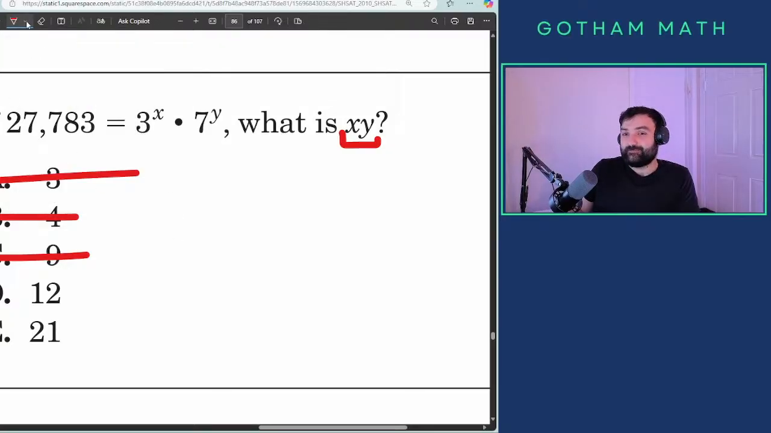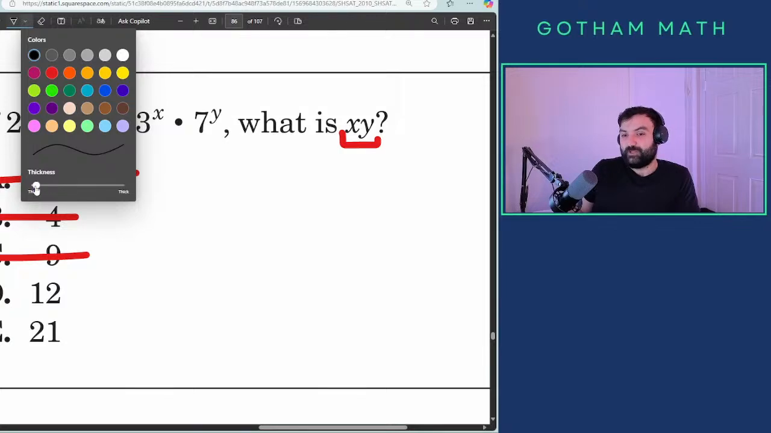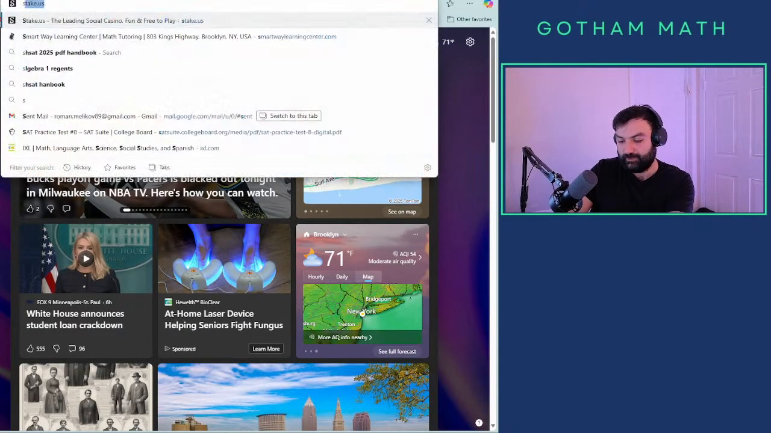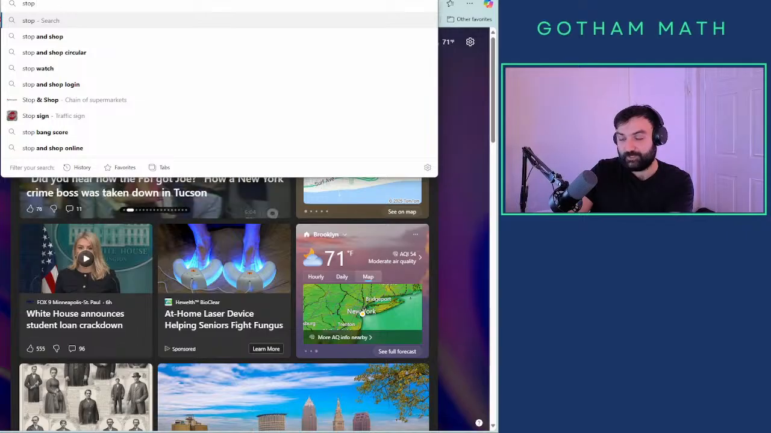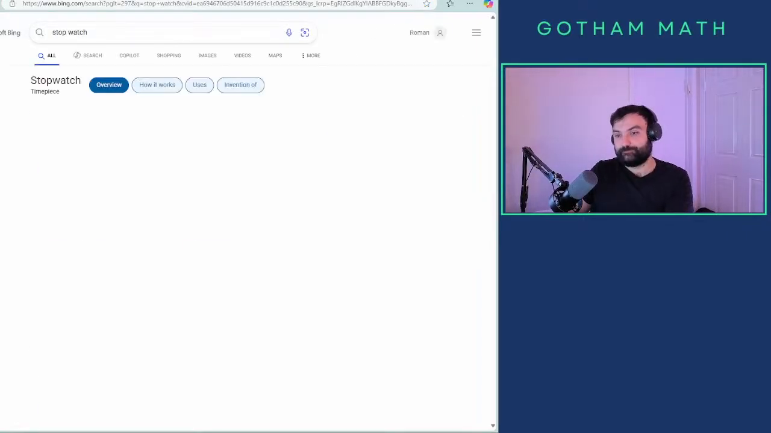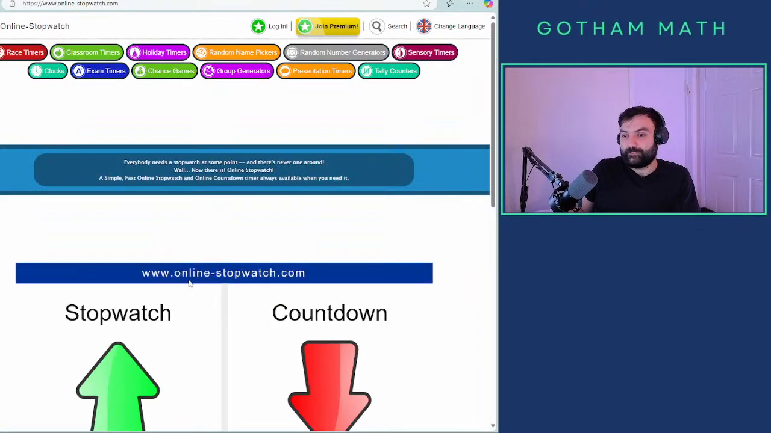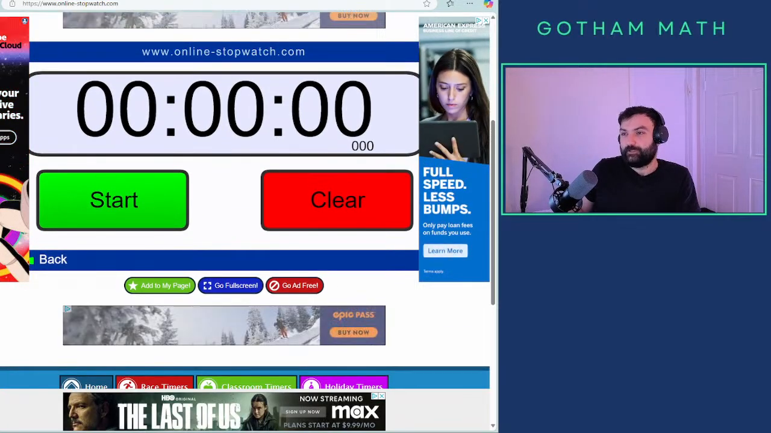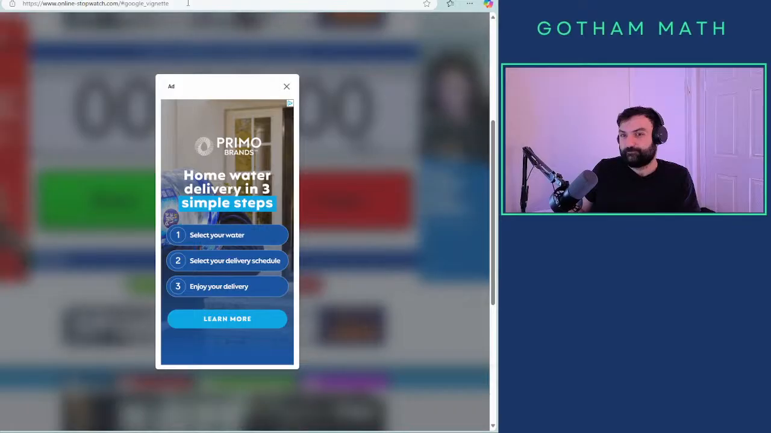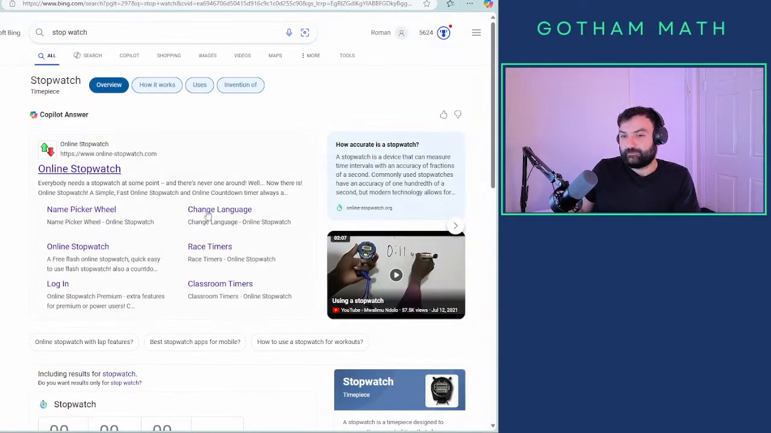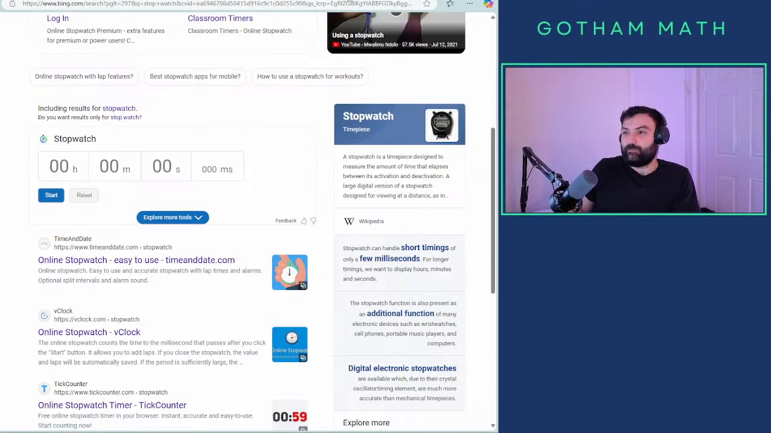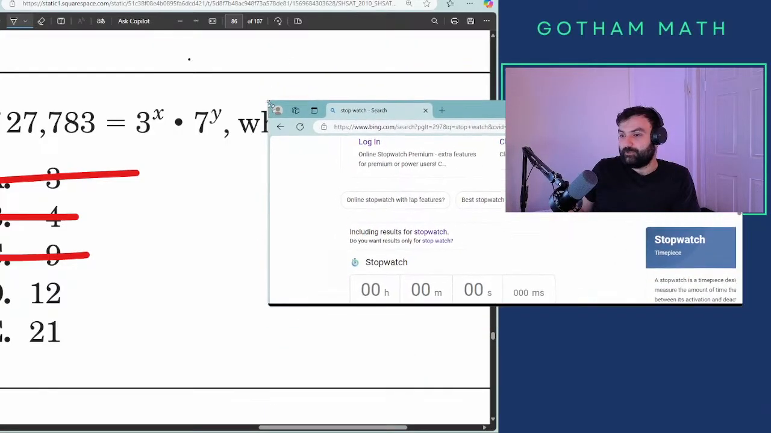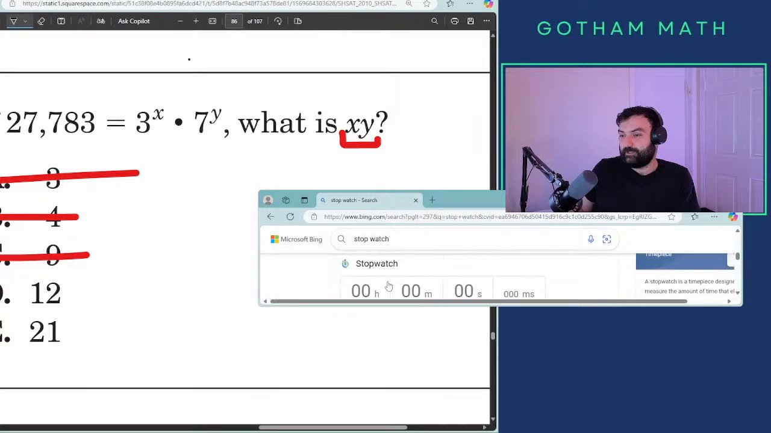Can you do it fast? I don't know. Let's put the timer on. How long is it going to take me to do this by prime factorization? So, stopwatch. Of course, it has to be like 3,000. Okay, here. Stopwatch. I'm going to put it down here, and I'm going to try to go as fast as I personally can.